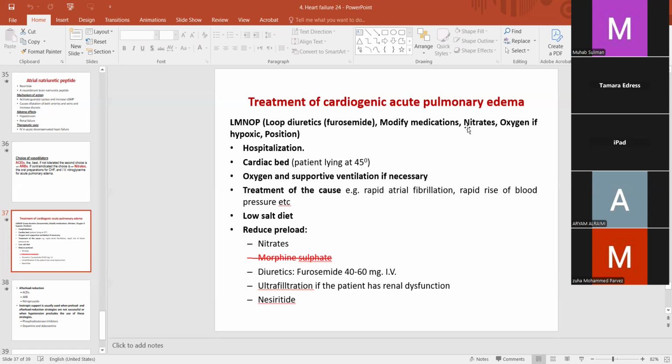The fluids will fill all the lung lobes. But when the patient is at 45 degrees, some of the upper part of the lung will be free of the fluids, and then the exchange of oxygen will be better. So this is how we manage acute heart failure if the patient is hemodynamically stable.